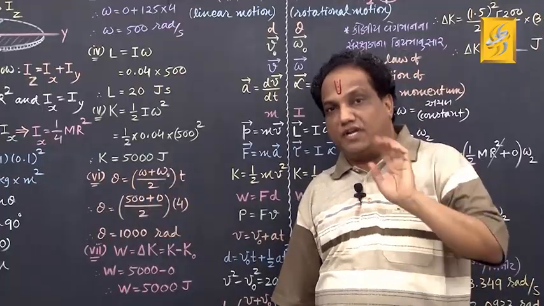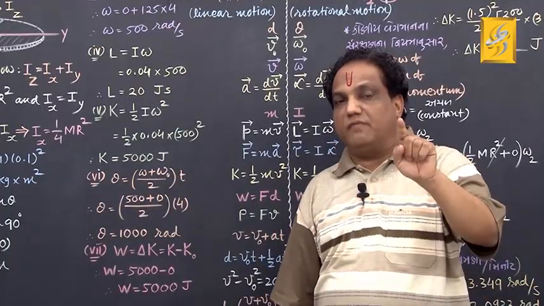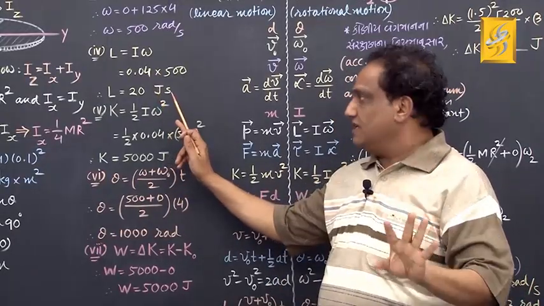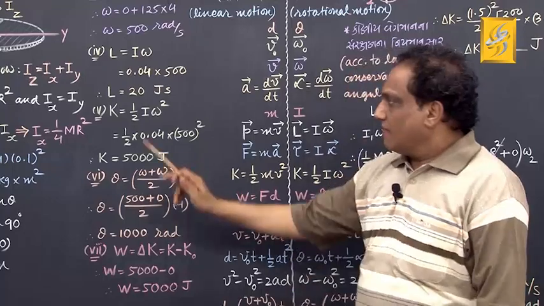Tau equals to dL upon dt. So dL will be tau into dt. Unit of torque you may write joule, unit of dt, that is second. Simple.